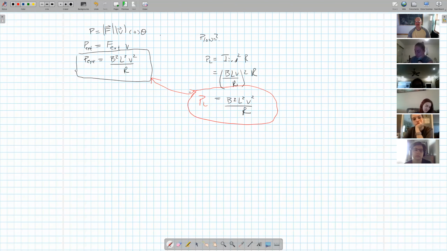So my question, as a follow-up question to that, is, does that make sense? Does the power being supplied have to be the same as the power being dissipated? Does that make sense that these two things are the same? What do you think?